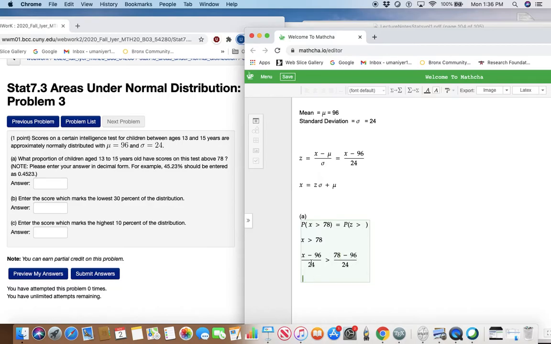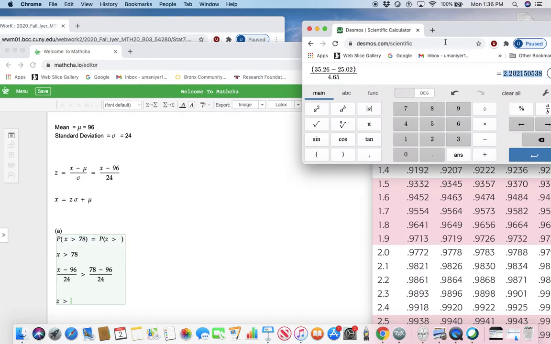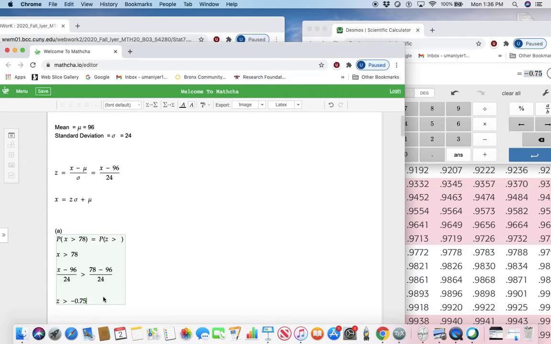All right, why would I apply it to x? Because applying it to x gives me z is greater than whatever this will be. So let's use the calculator. Something divided by 24. What is that something? 78 minus 96. So this is negative 0.75. So z is greater than negative 0.75.